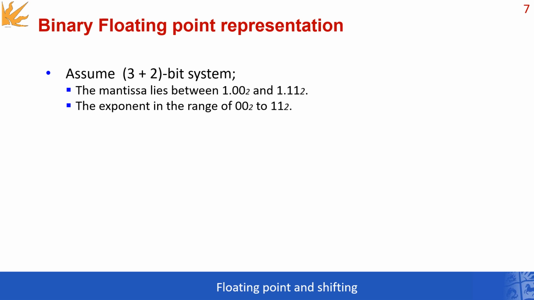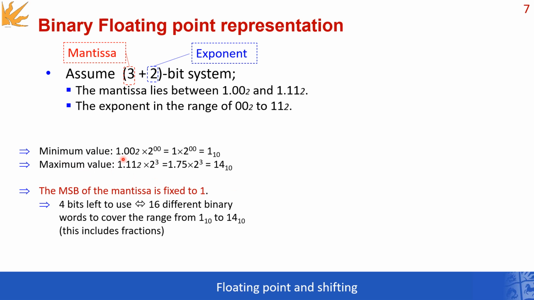Let's try to understand this better. So the mantissa, which is the first 3 bits, spans between 1.00 and 1.11. The exponent, on the other hand, spans between 00 and 11.